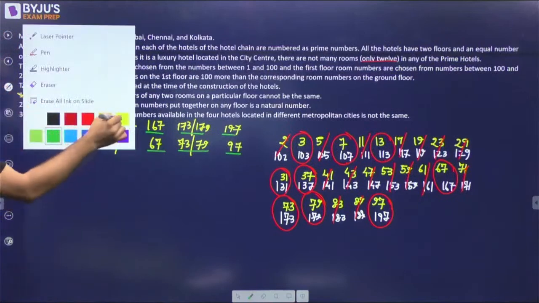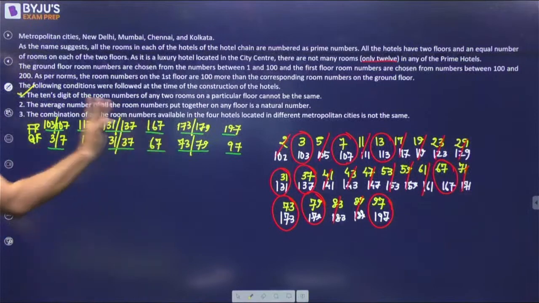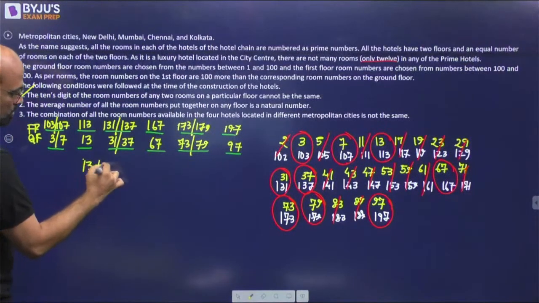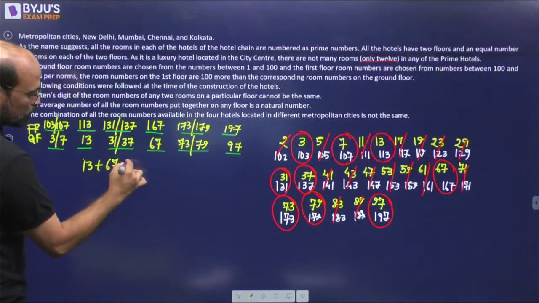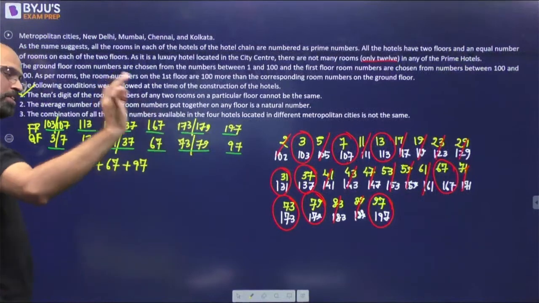Okay. Now, second particular point. The average number of all the rooms put together on any floor is a natural number. So let's look at the ground floor's average. See, 13 will be there, 67 is also definitely going to be there, 97 is also going to be there, right? These 3 room numbers are fixed.